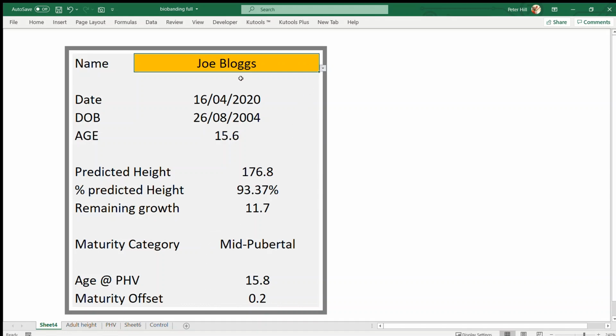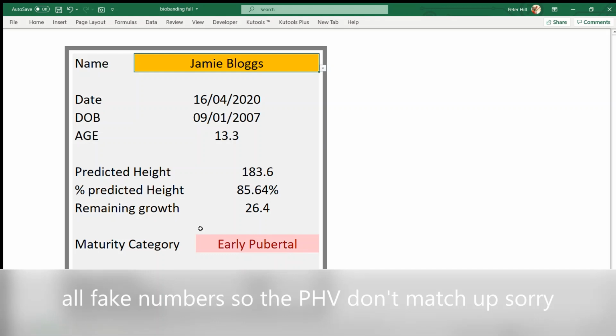The drop down menu means you can pick other people. So if we pick Jamie, Jamie's a little bit younger. As you can see, he's early pubertal, so we'd be saying no moves for Jamie just yet. He's just not physically ready. If we look at Jane, she's a little bit the same age, but again a little bit more mature physically, and is therefore more likely to be moved than not, should all the other elements be in place.